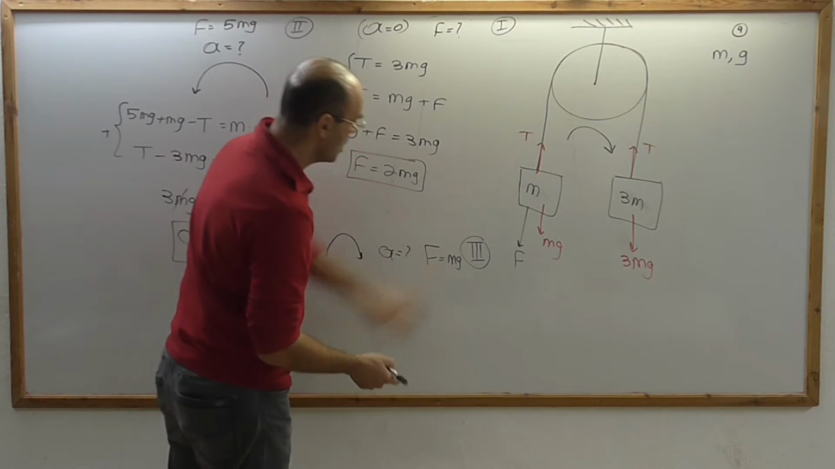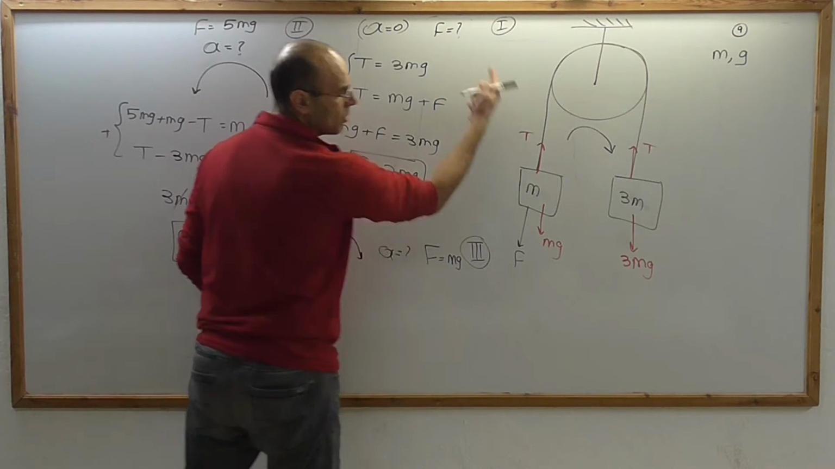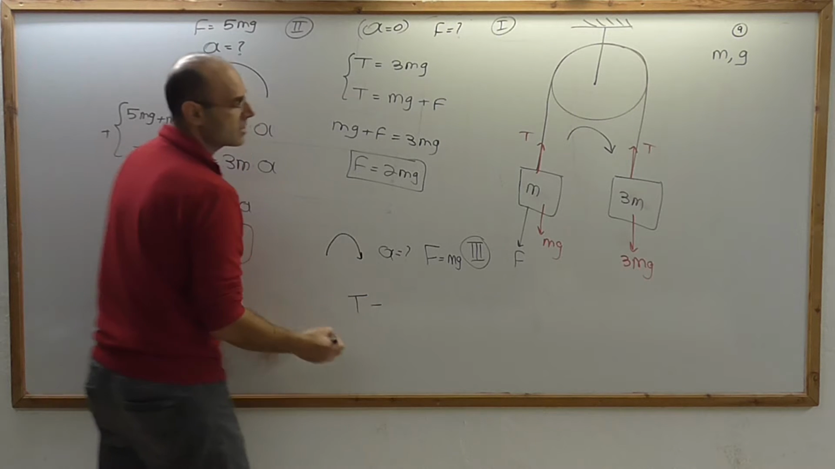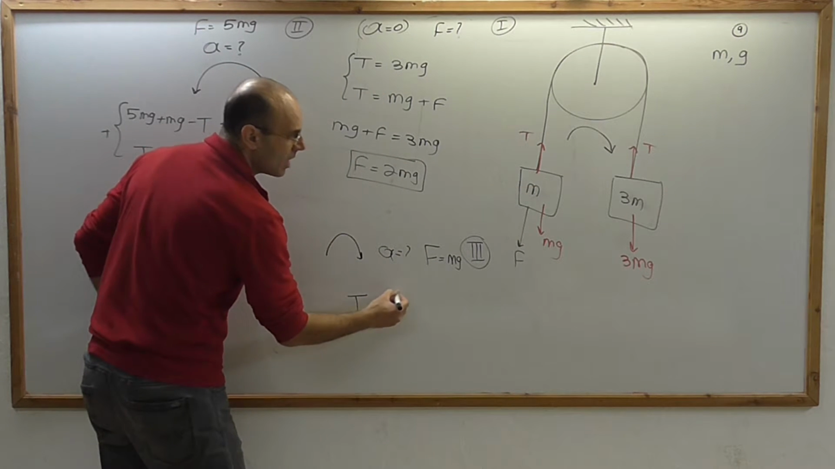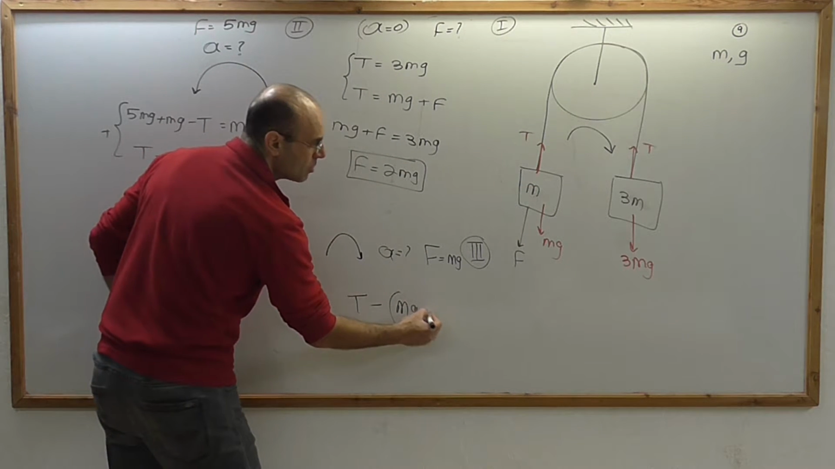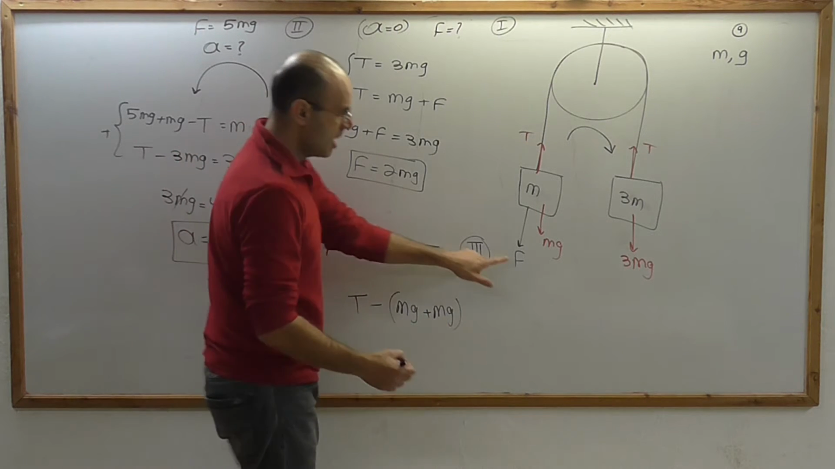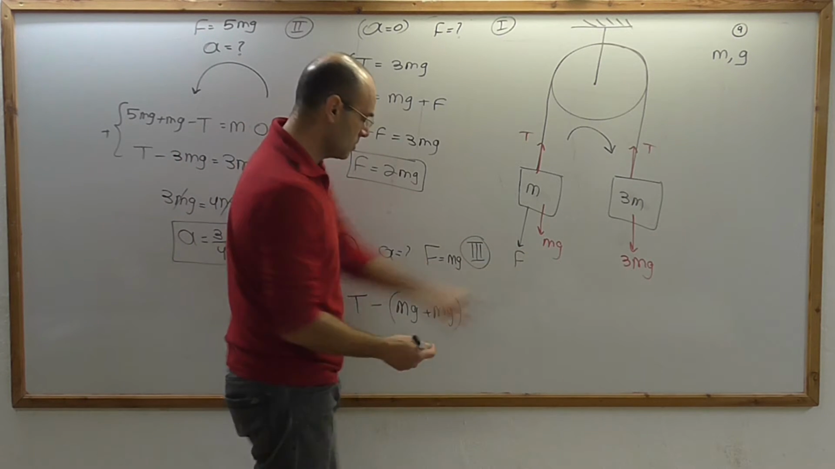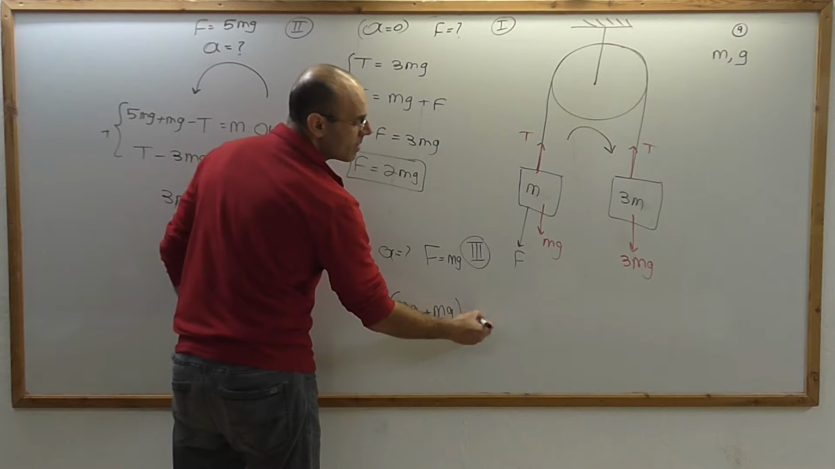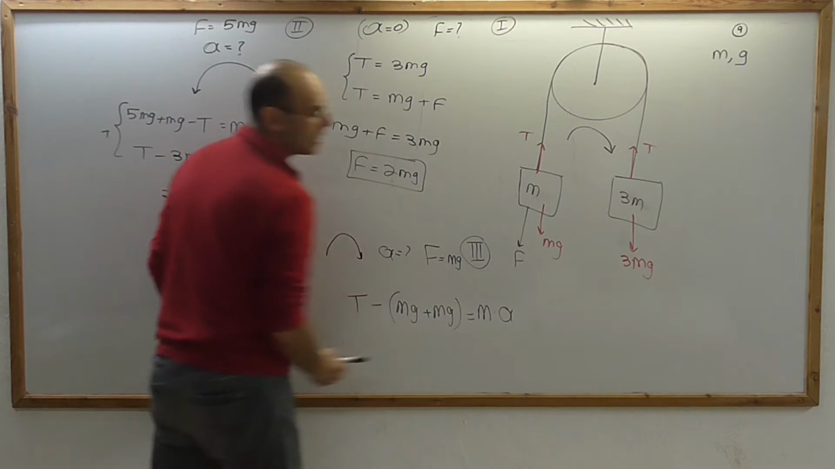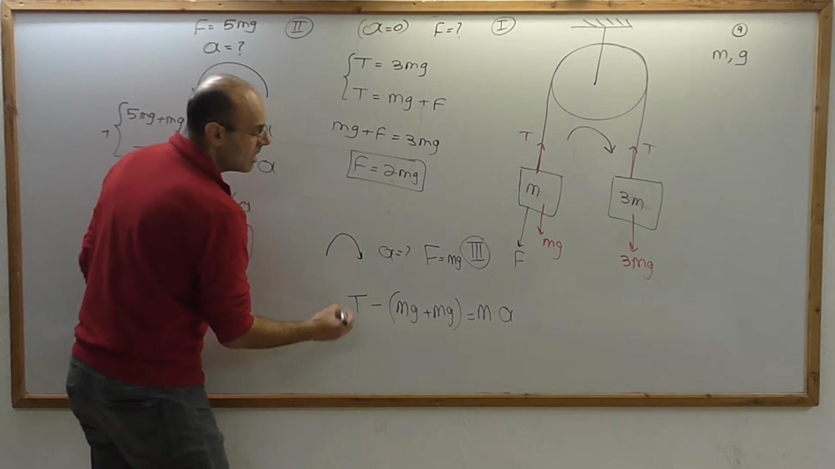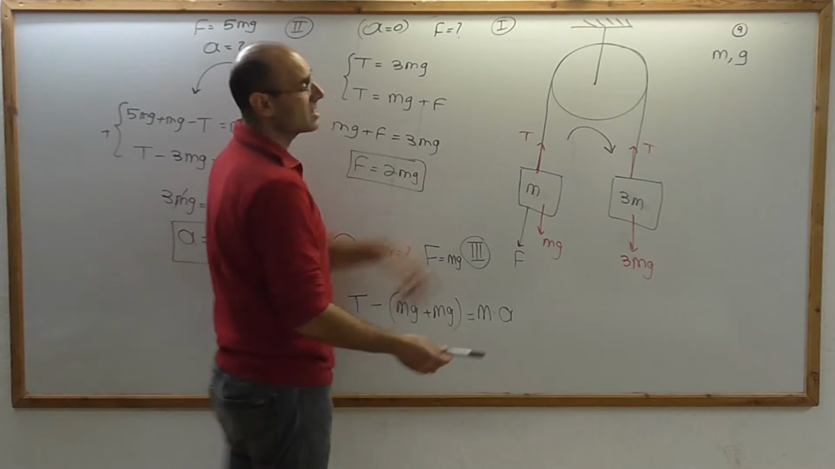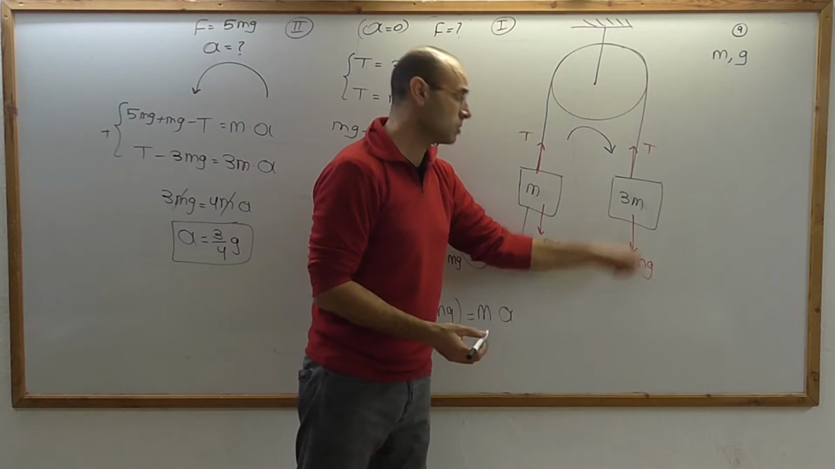Let's start with this one. We know it accelerates up now. So T minus these two, mg plus mg, F is mg plus mg, it's 2mg, equals the mass times a. Let's go to this one. This one accelerates now downwards. So this one is bigger than that one.